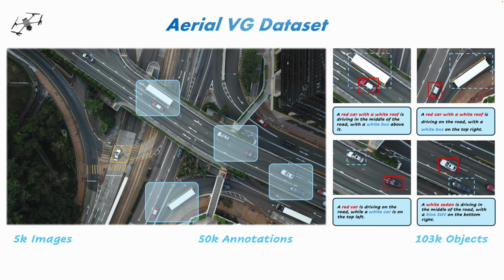In this paper, we developed the AerialVG dataset. This dataset contains 5,000 high-definition images taken from UAVs. We annotated them to ensure that they are suitable for the aerial visual grounding task. In addition, we provide a specially designed natural language description for each object, which details the objects in the image and their relative positions.